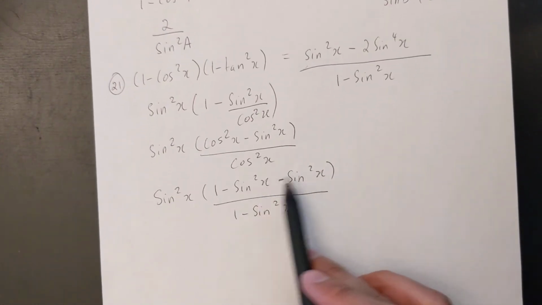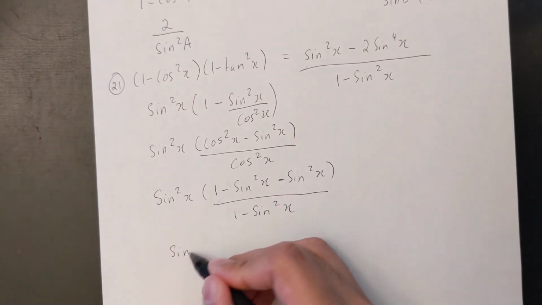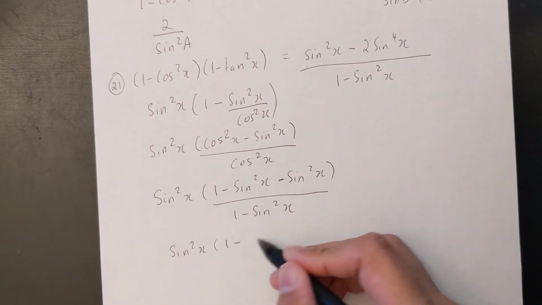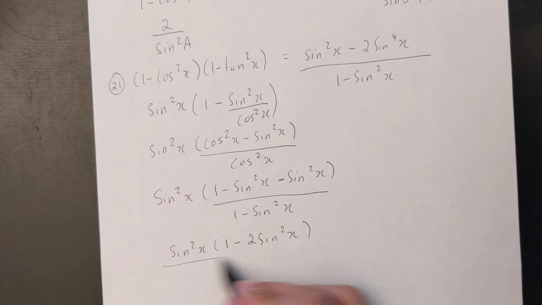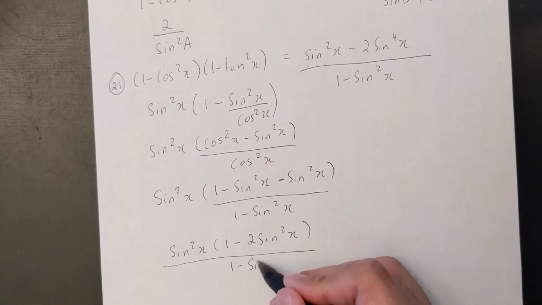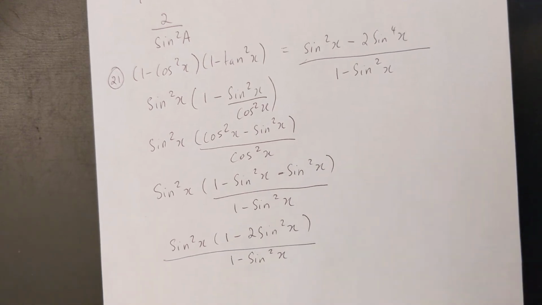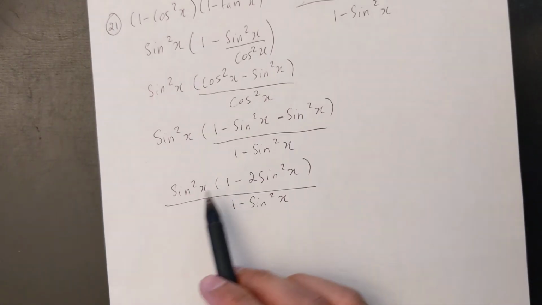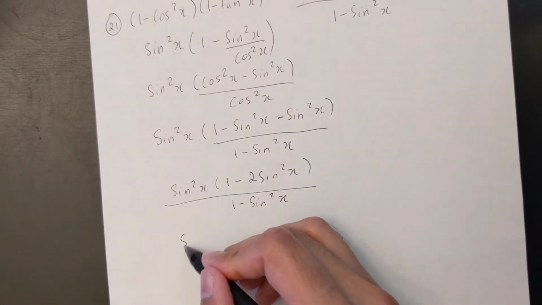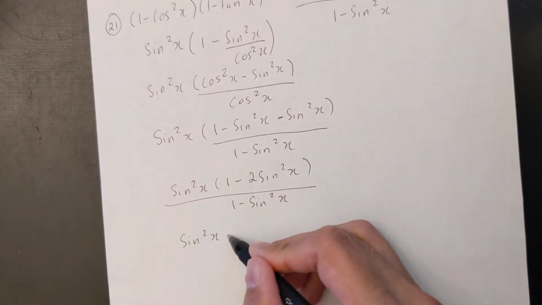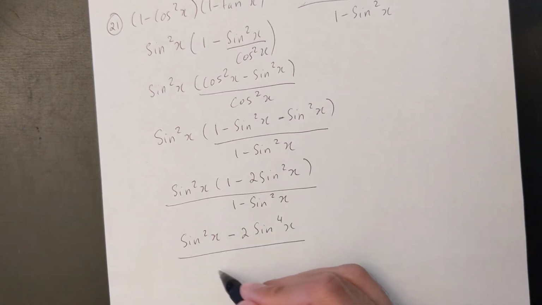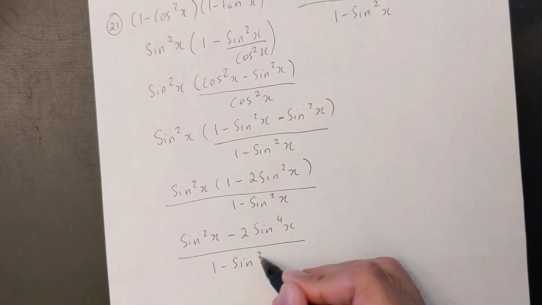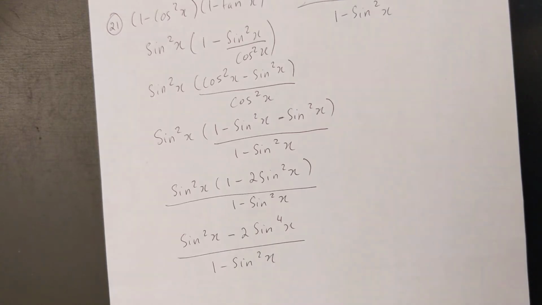I'm going to combine these two like terms, so it's going to become 1 minus 2 sine square x. If you subtract those, bottom is 1 minus sine square x. And then last step, multiply this into the bracket, you get sine square x minus 2 sine to the fourth x over 1 minus sine square x, which is basically the other side.